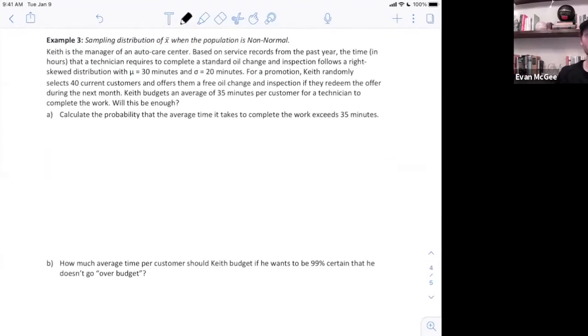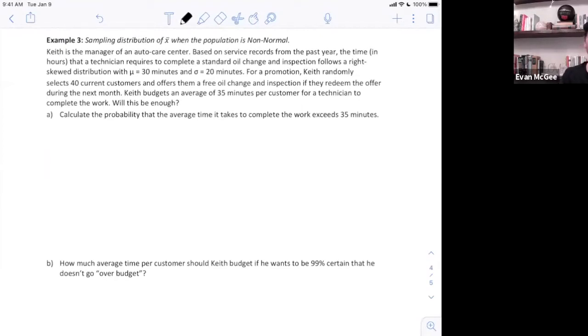Keith is the manager of an auto care center. Based on service records from the past year, the time that a technician requires to complete a standard oil change and inspection follows a right skew distribution with a mean of 30 minutes and a standard deviation of 20. For a promotion, Keith randomly selects 40 current customers and offers them a free oil change and inspection if they redeem the offer during the next month.